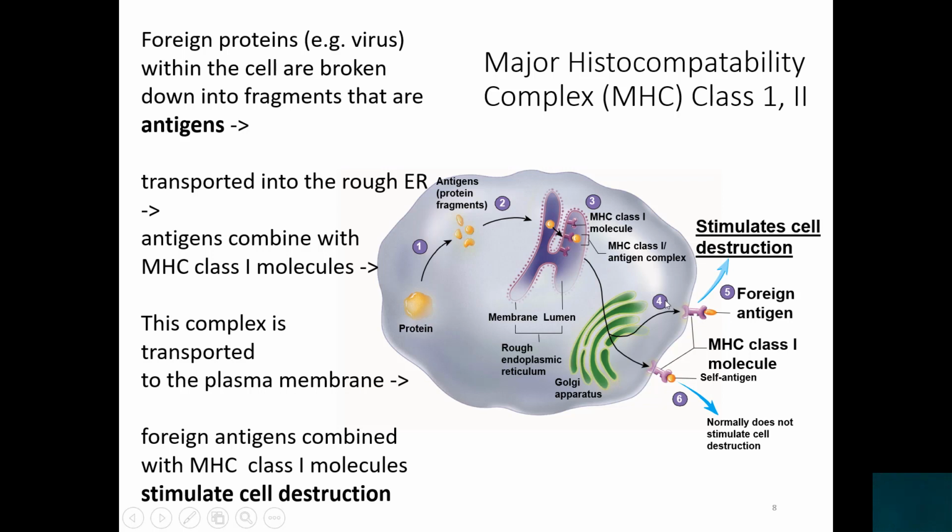Destroy me, kill me, I have a virus inside of me. So it stimulates cell destruction. Let's summarize. Major histocompatibility complex class 1 is formed by the cell attacked by a virus. That cell presents MHC together with foreign antigen on its surface, and it's asking to be destroyed. The purpose is to destroy that virus inside of it.